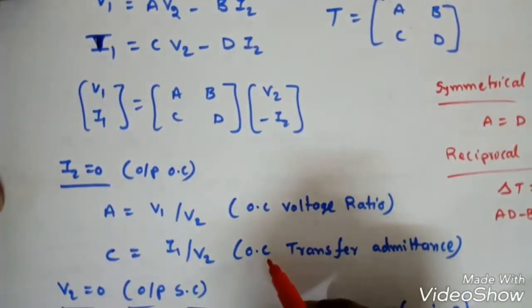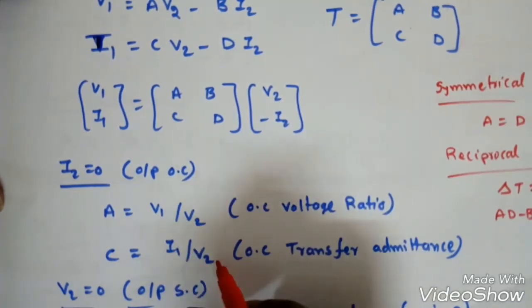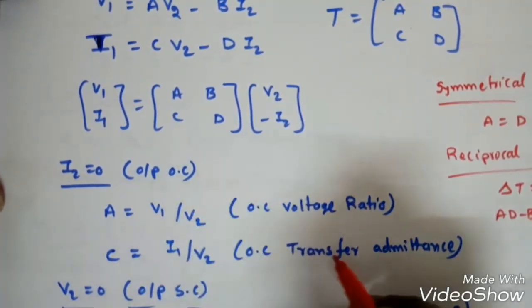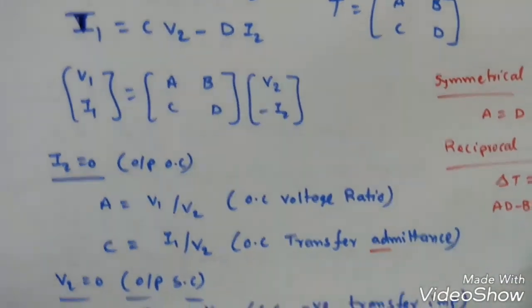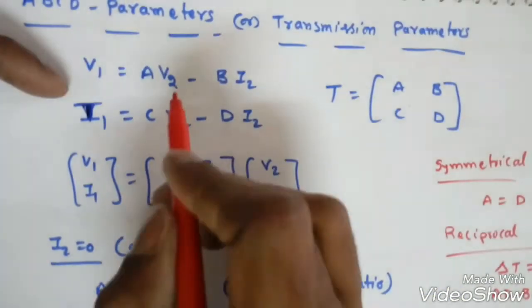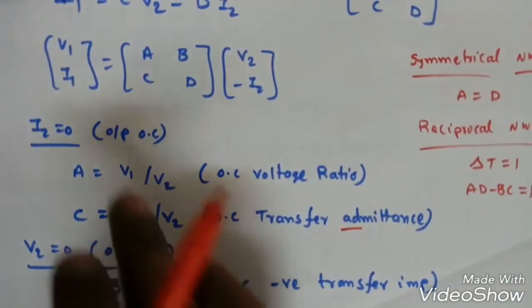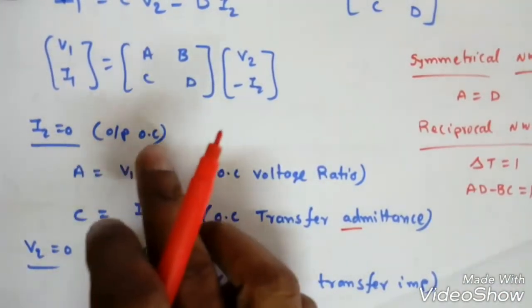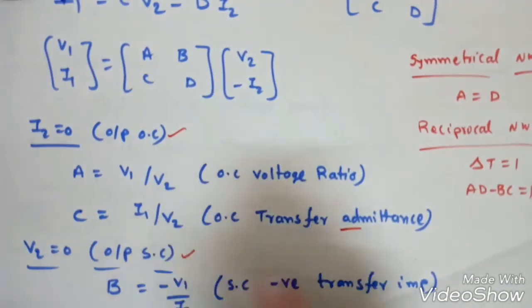So that is open circuit transfer, because I1 and V2. So from input to output, transfer admittance. Next one, to find the other parameters, we will make V2 equal to 0. That means output side short circuit. So if you see, in both cases output is one time open circuit, one time short circuit.